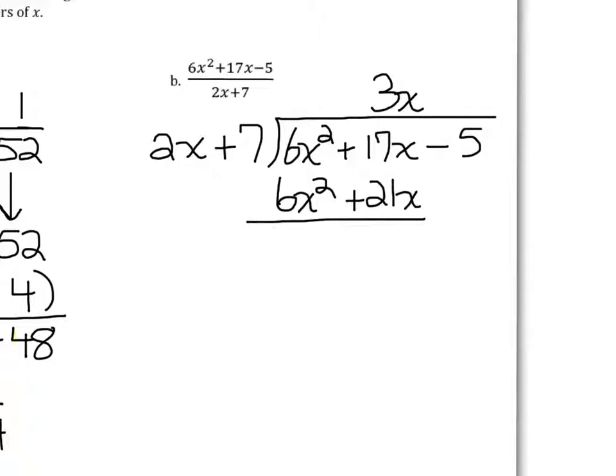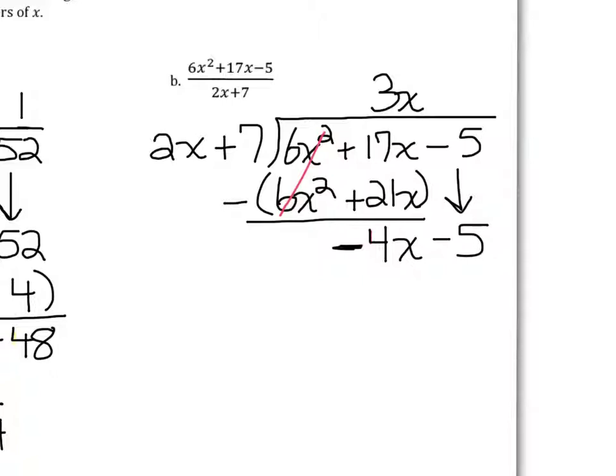21x. I do my subtraction. 6x squared minus 6x squared, that is 0. They cancel. And then now I'm going to do a 17x minus a 21x. Remember, that's minus a 21, right? That's minus a positive 21. So you're actually subtracting 21 here. And so that's going to be a negative 4x. And now bring down my minus 5.